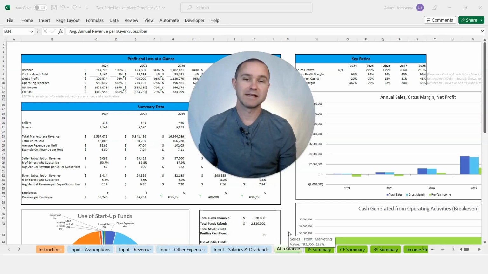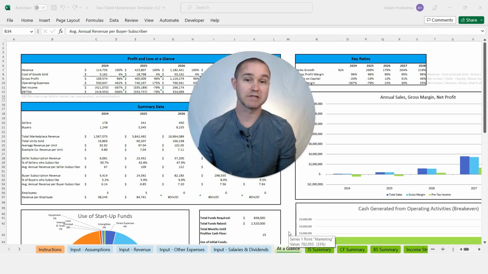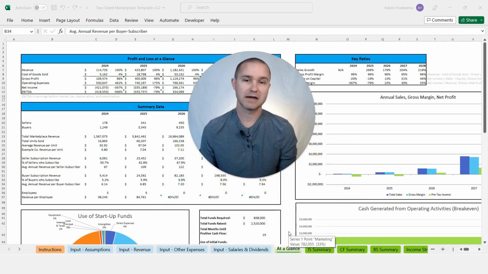Hey, if you're looking to create a set of financial projections for a marketplace type business, so these would be businesses similar to Airbnb or Uber or Etsy or eBay, these are platform businesses with buyers and sellers, then you've come to the right place because we have built a marketplace financial projection template that I'm going to walk you through here, show you how to fill it out, how you can make it work to help you raise capital from investors and lenders, and walk you through this step by step.